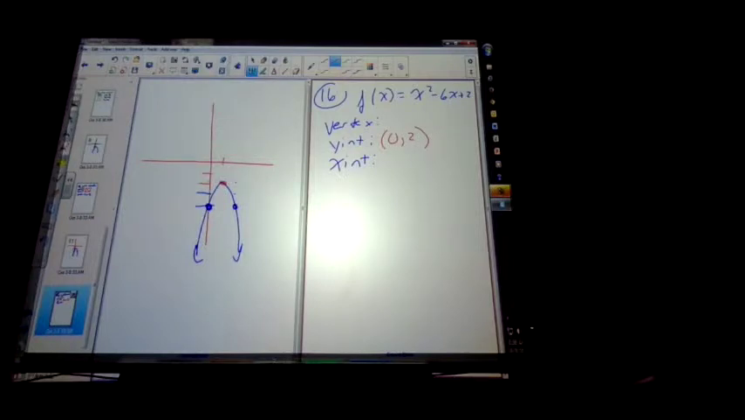No. Do I know the vertex yet? Yeah, you can find it. I can find it, but as a setup, no. It's not in vertex form.